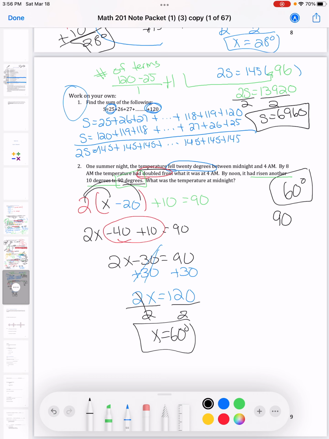If you think about working backwards, we're going to start with that 90. I'm going to do the opposite of risen. So I'm going to subtract 10 to get 80. Then I'm going to do the opposite of doubled. So I'm going to divide.